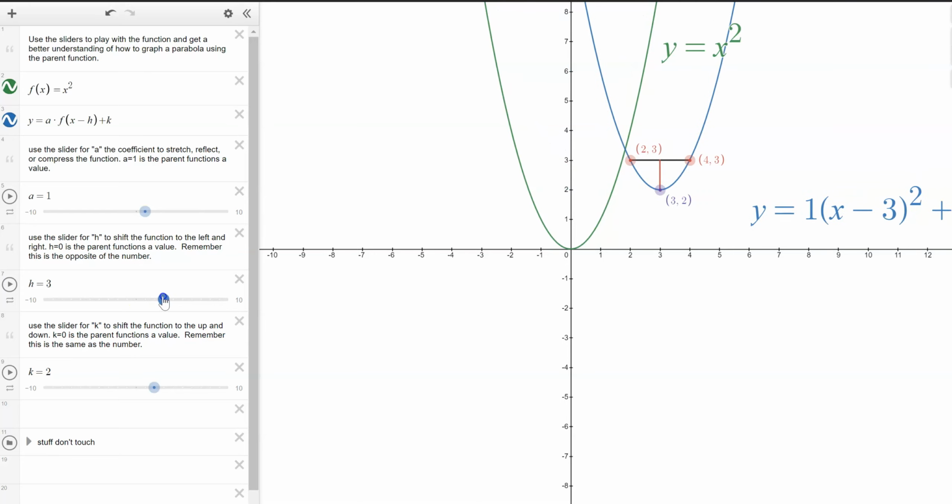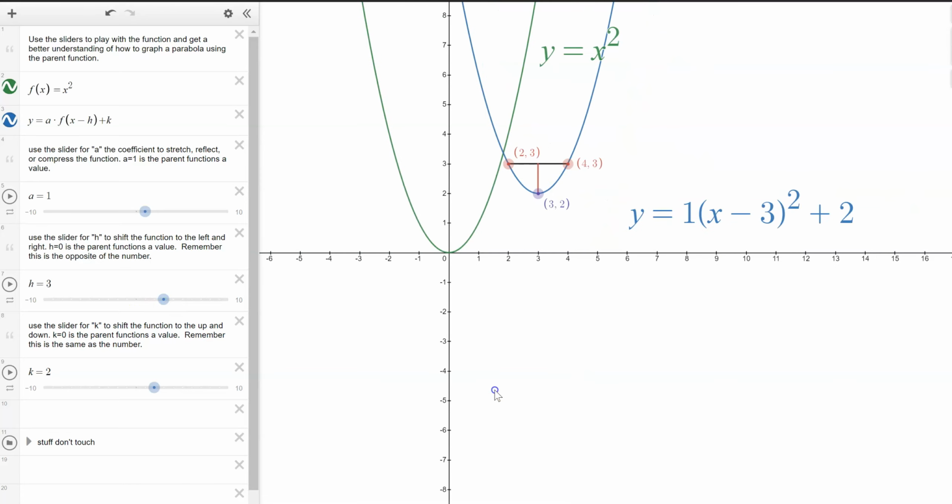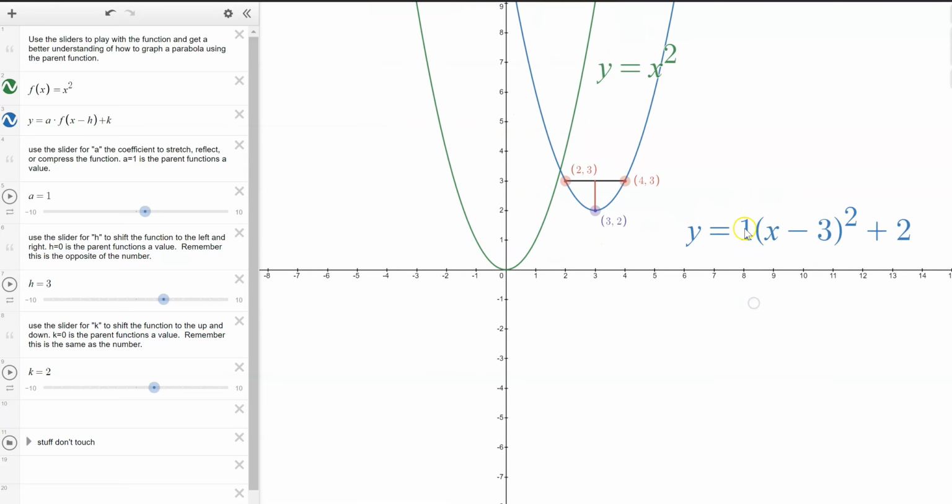So if I move my h now over, you can see my vertex here is at 3, 2. And what do we have for our equation? 3 and 2. So it's a quick way to graph it. You take whatever number you have here, and that's how far you go up and over. So our a is up 1 over 1.